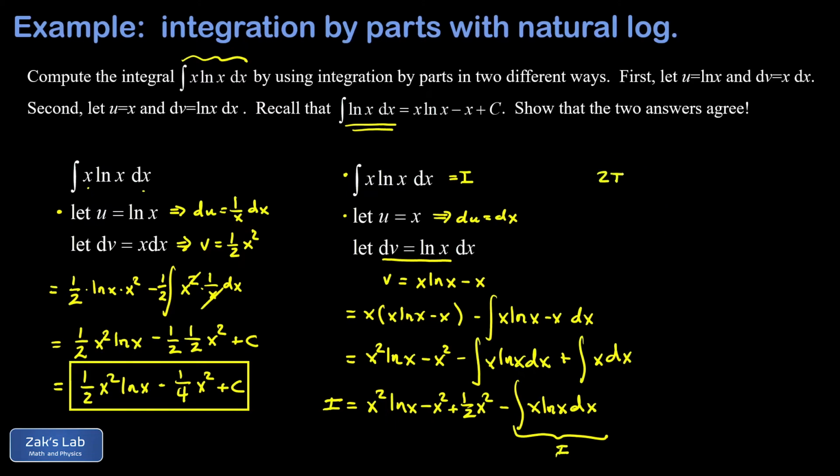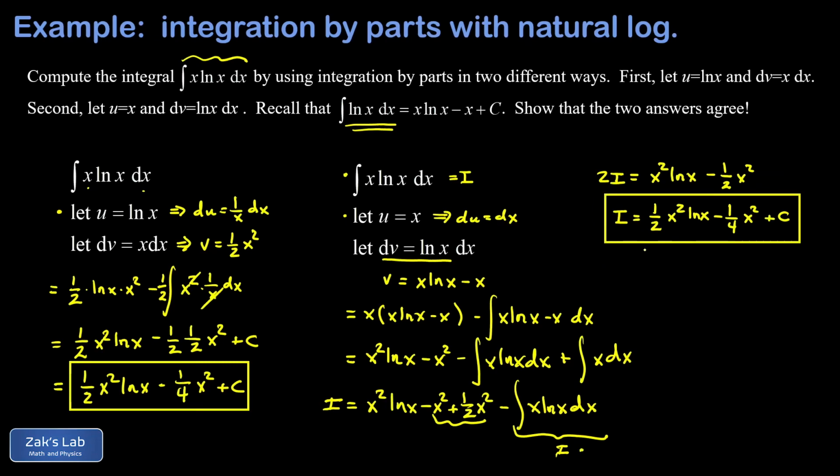And I end up with a 2I on the left-hand side. On the right-hand side is all that junk that was out in front. x squared natural log x minus x squared plus 1/2 x squared. I'll go ahead and simplify that now. That's minus 1/2 x squared. And now I can solve for my original integral I. That's what we're trying to get in this problem, by dividing both sides by 2. And this gives me 1/2 x squared natural log x minus 1/4 x squared. Don't forget to put a plus c on it for this indefinite integral. And we get the same result.